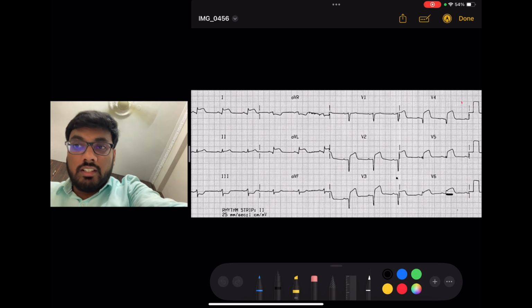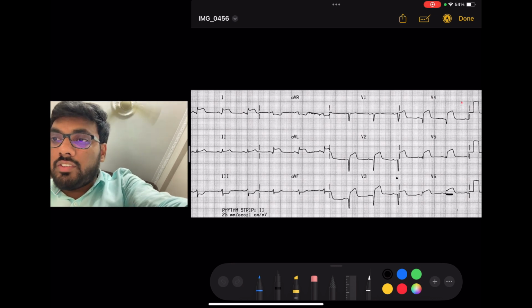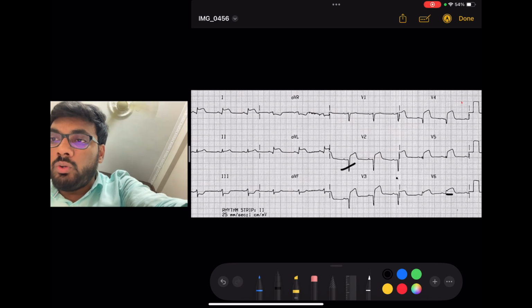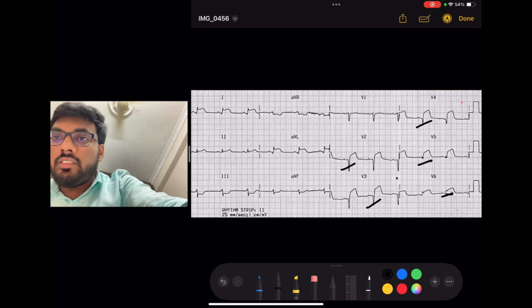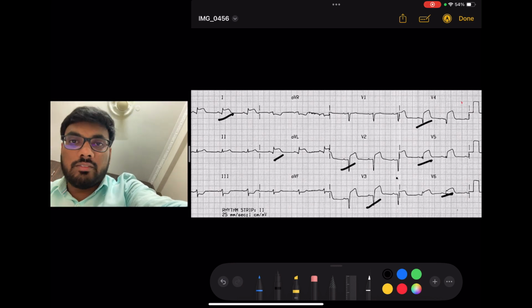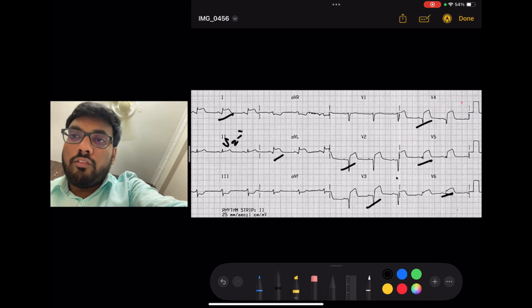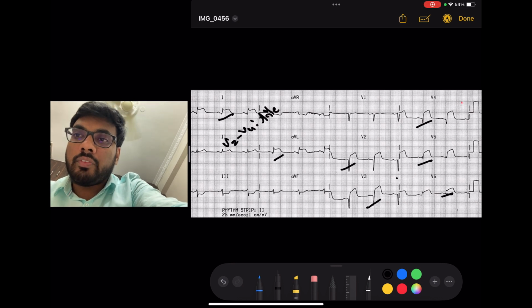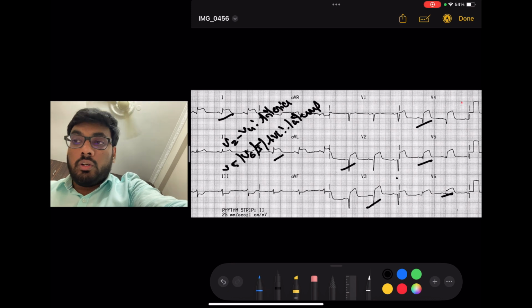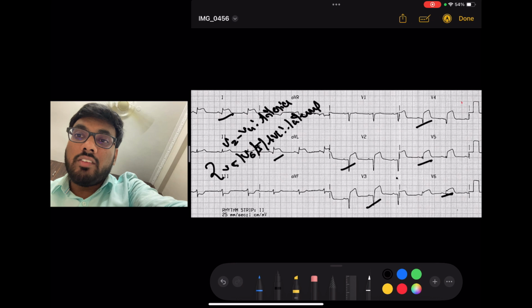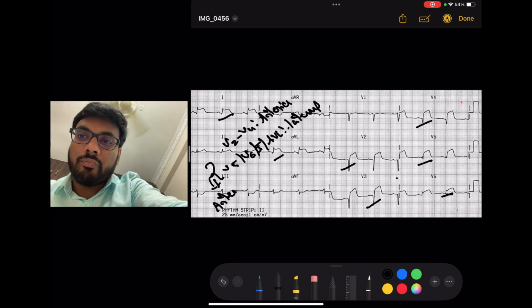Where you are seeing ST elevations here? Look here, we are seeing ST elevations in leads V2, V3, V4, V5, V6, 1 and AVL. Correct. So remember, V2 to V4 are anterior leads, whereas V5, V6, 1, AVL are lateral leads. So here we are having ST elevation in V2 to V6 as well as 1 and AVL. That means it is a case of anterolateral STEMI.